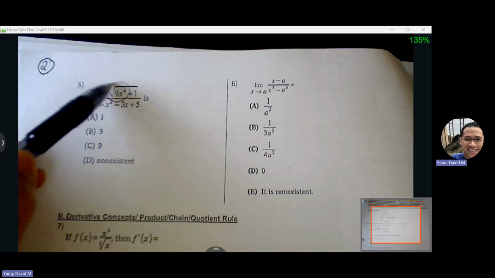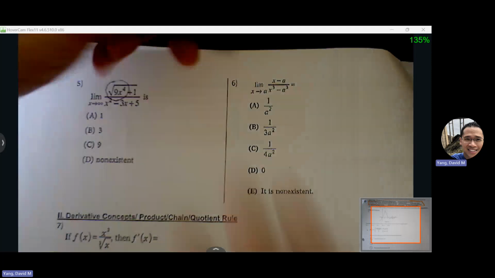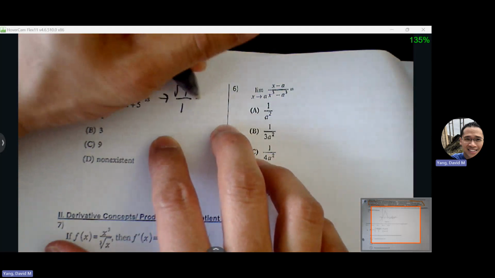So the coefficient of my first term of my numerator is √9, and the bottom is 1. So my ratio is just √9 over 1, which is 3.